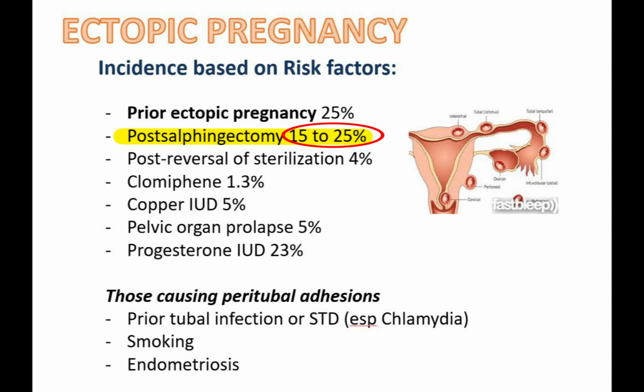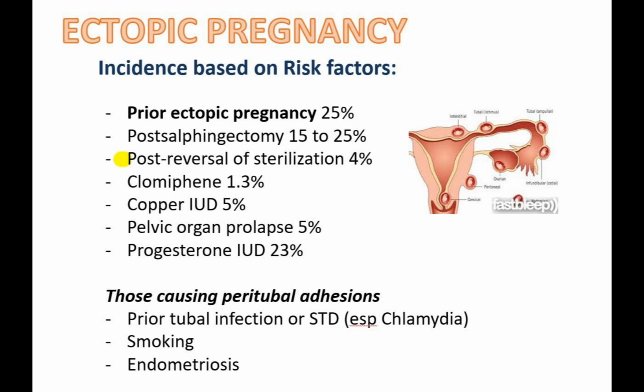And when you see post, it means it has already been done. So the surgery was already done, so the removal of the fallopian tube. So if one of your fallopian tubes were removed, then you will have another risk of having an ectopic pregnancy.